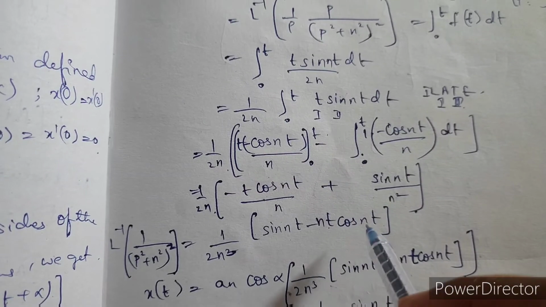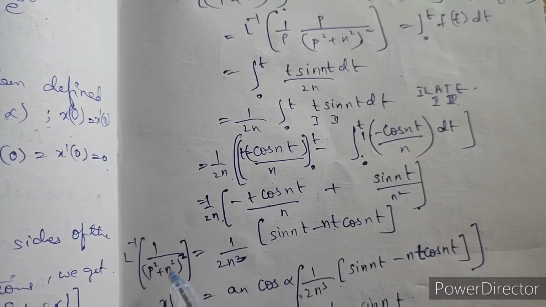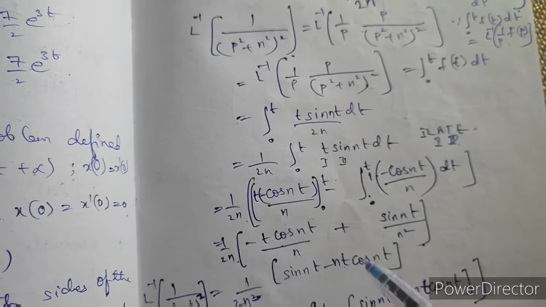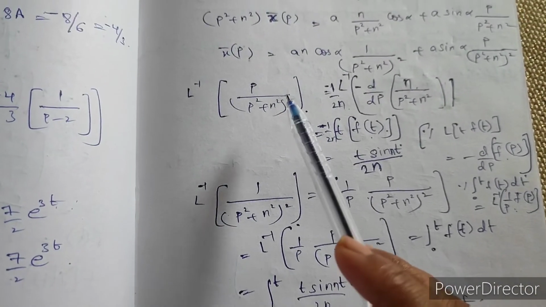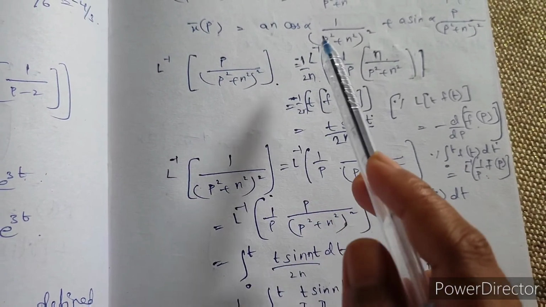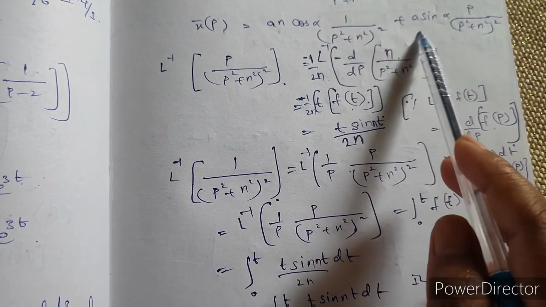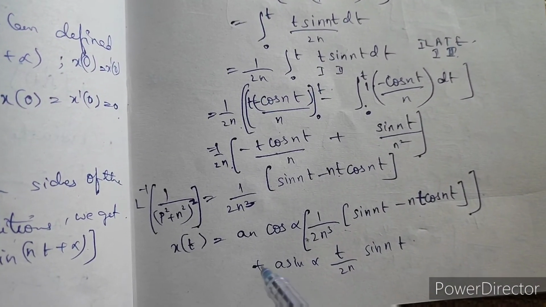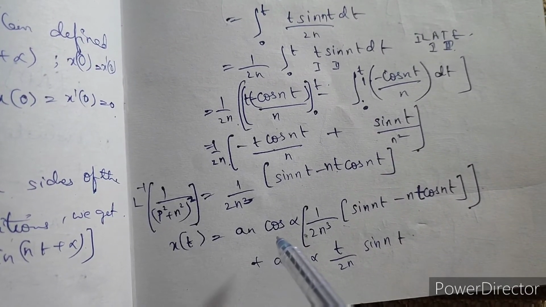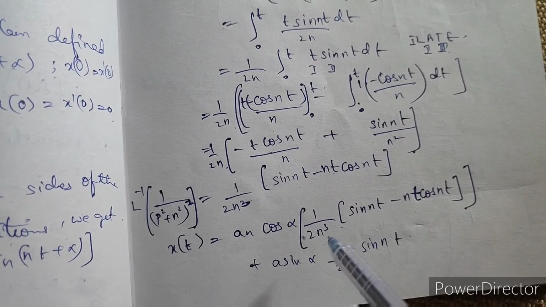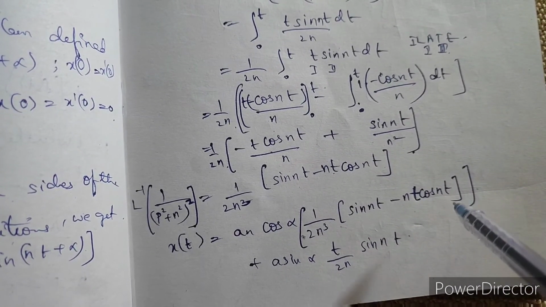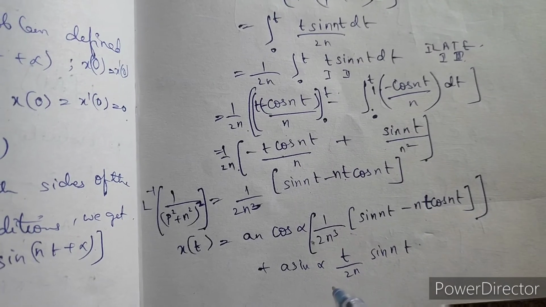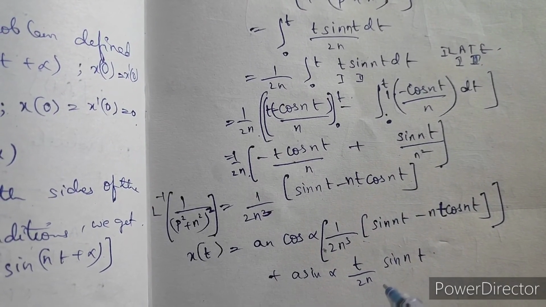Then we are just substituting the value of this Laplace inverse of 1 by p square plus n square and the Laplace inverse of p by p square plus n square whole square in the given formula that we got over here. X bar of p is this now. So x of t will be this into Laplace inverse of this plus this into Laplace inverse of this. Substituting those values over here, we get x of t equal to a into n cos alpha of 1 by 2n square into sin nt minus nt cos nt plus a into sin alpha t divided by 2n sin nt. So this is how we'll be able to find the solution to the initial value problem.